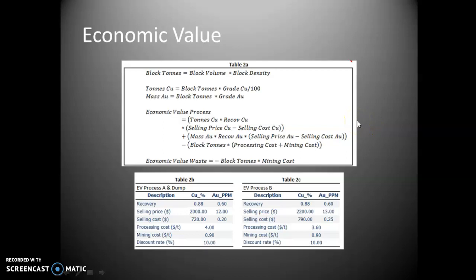To calculate the different scenarios, I used the parameters of table 2C. The table 2C is a perspective for the future. It has the selling price and selling cost a little higher than table 2B. The processing cost is lower due to the possibility of new technologies.